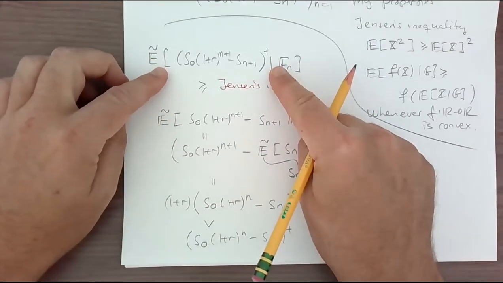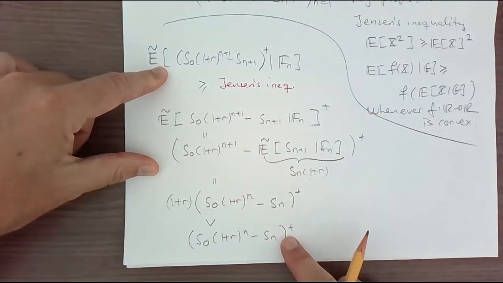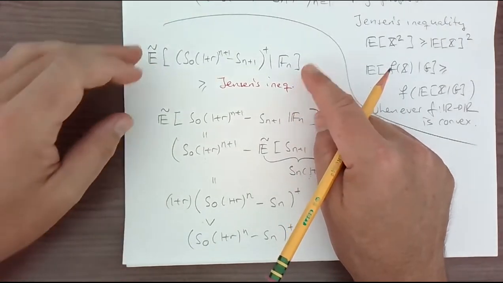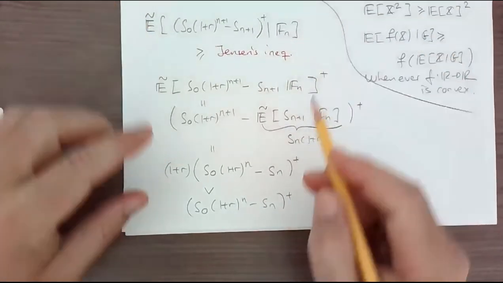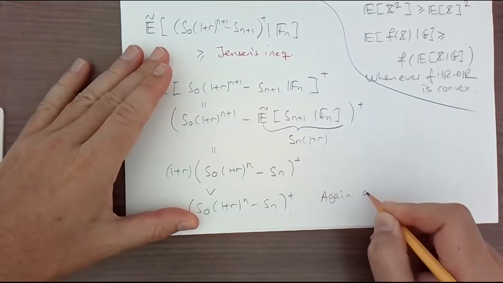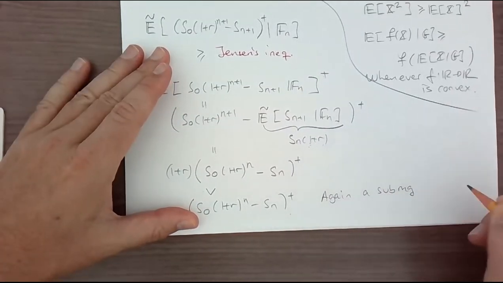So we have the conditional expectation. There is a relationship, and this one here is bigger than its current value. So this is again a sub-martingale.